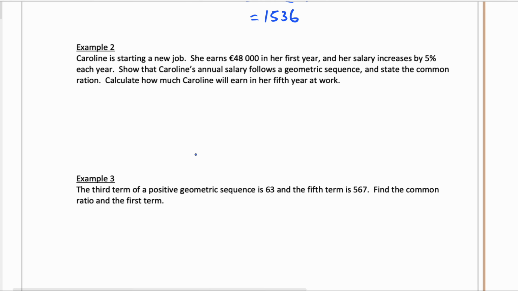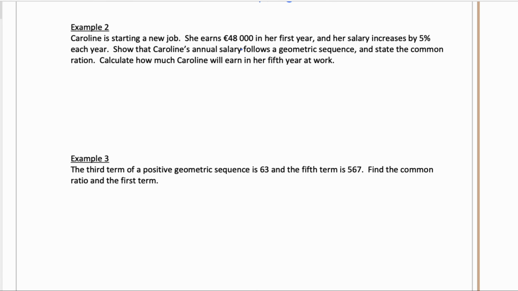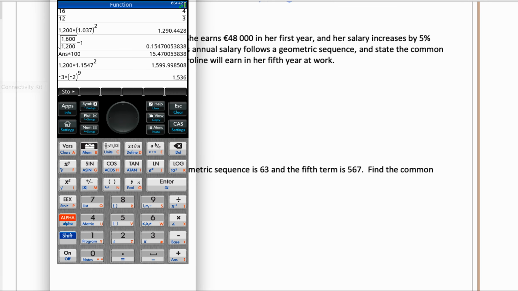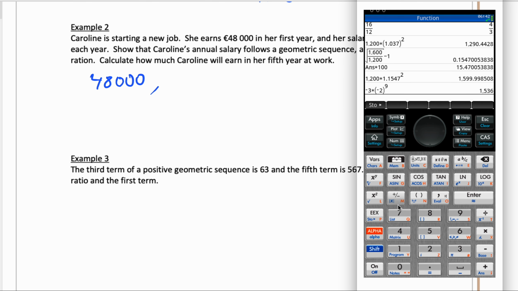Okay, let's look at a couple examples. Caroline's starting a new job at $48,000 a year, and her salary increases by 5% per year. Show that this follows a geometric sequence. Well, here's U1. Next we would increase that by 5%, so we can get 5% and add it on. Well, we can just do 1.05 times 48,000.